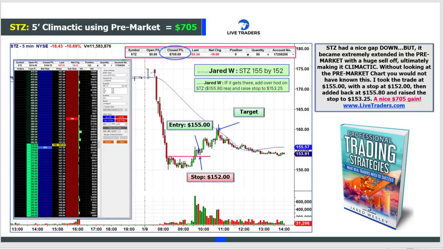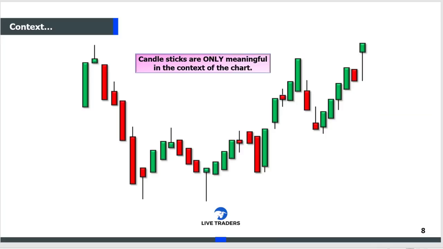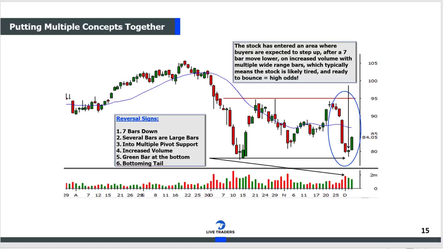everything we do is in the context of the chart. Nothing happens in a vacuum. And I want you to take note, we didn't go through all of it, but how we systematically broke down these charts. We looked at four bars down, bottoming tail. That bottoming tail is far more meaningful after four bars down than it is after five bars up. And what slide was that? Let's see if I can find it. It was this one. This is where we really broke it down systematically.